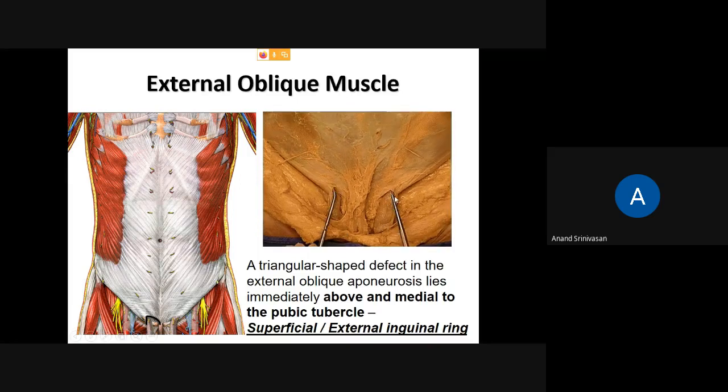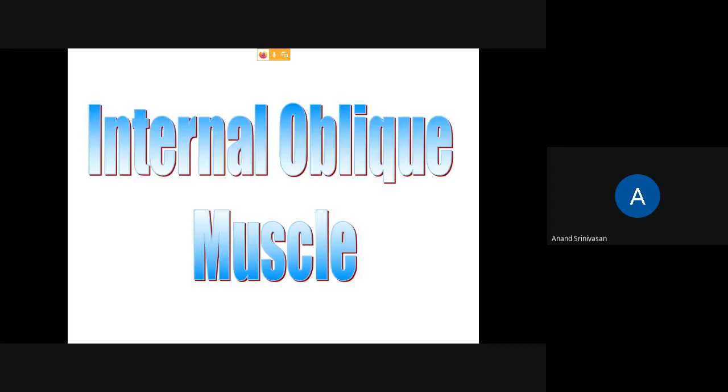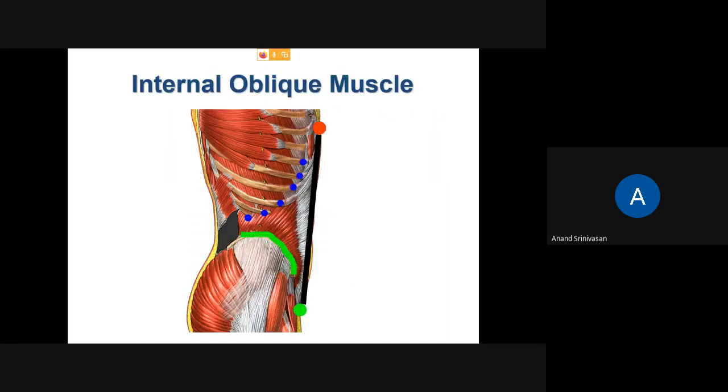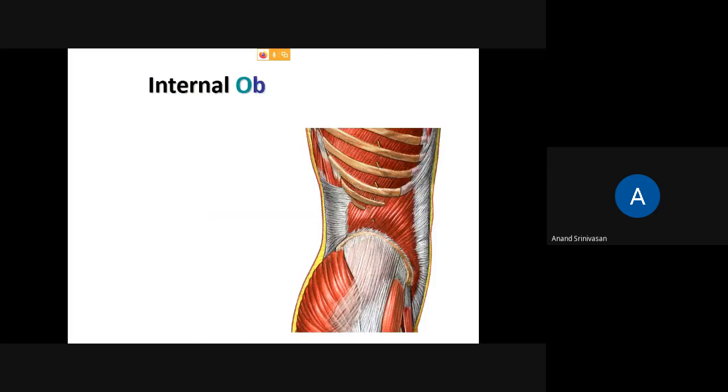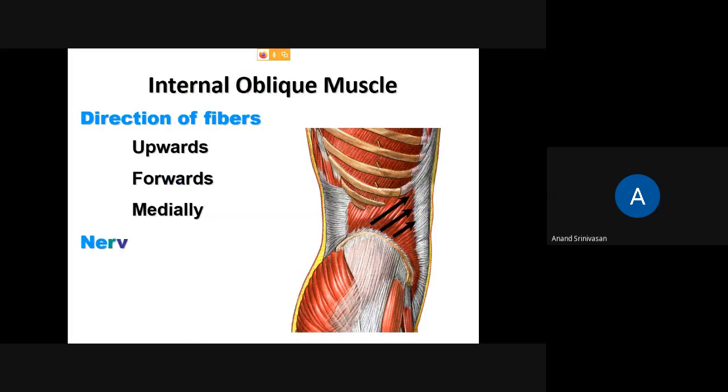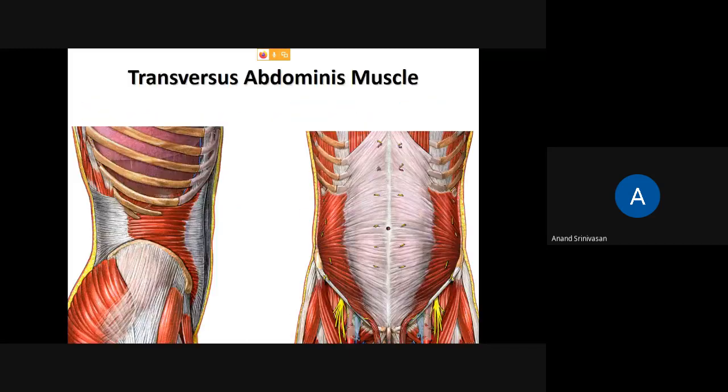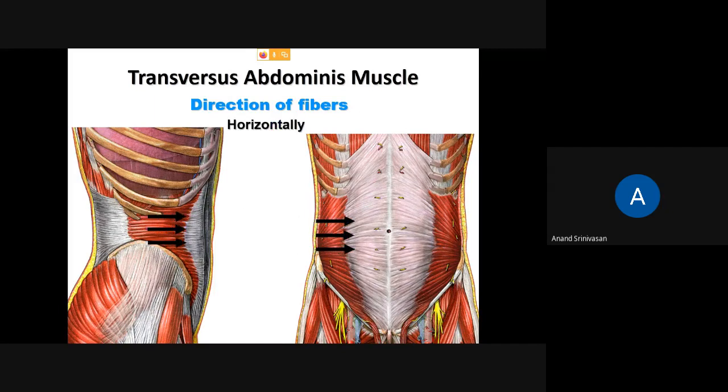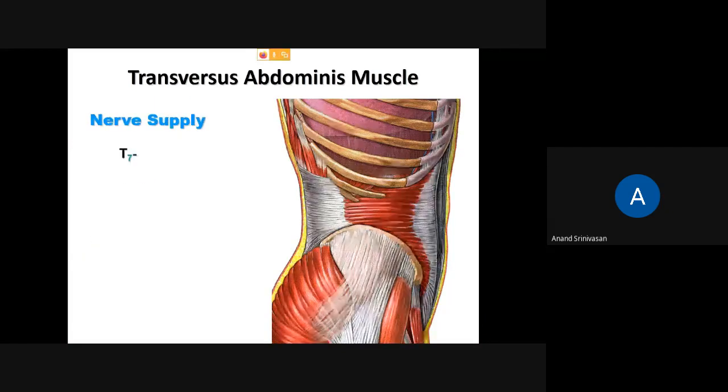Okay, we will discuss this once again later during the hernia. During the hernia, this is important. Okay, the internal oblique muscle: the direction, as I said, is going upwards and medially. And these are the nerve supply, the transverse abdominis muscle and the aponeurosis going transversely.